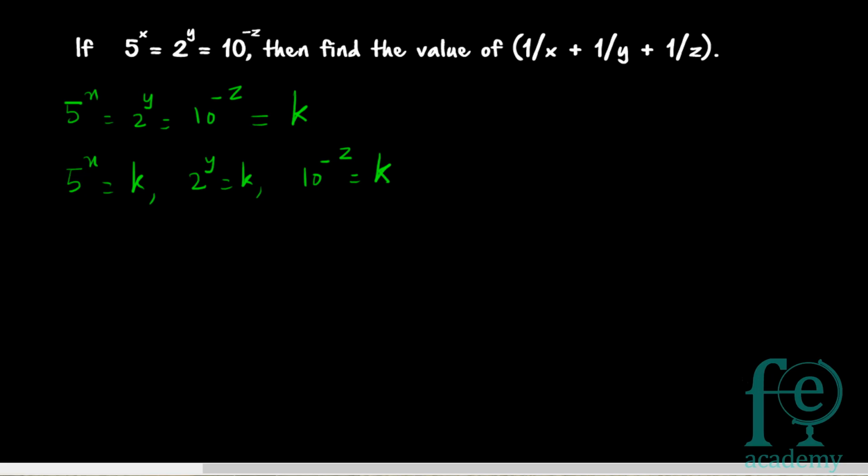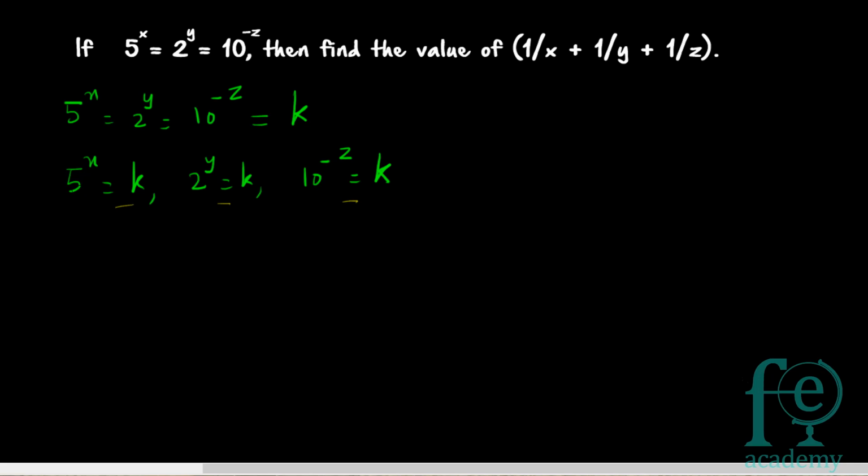So now let's try to find out x, y and z. Our question is to find out 1 by x plus 1 by y plus 1 by z. So we should be able to find out x, y and z. So for that, we equated each of these terms to a common variable k. 5 raised to x is equal to k, 2 raised to y is equal to k, and 10 raised to minus z is equal to k.